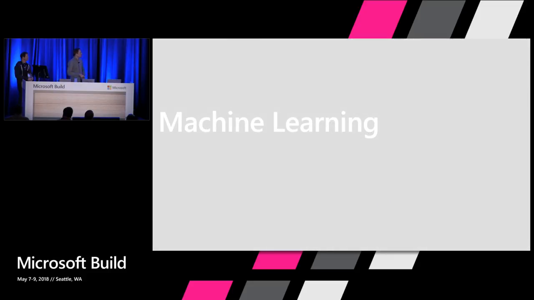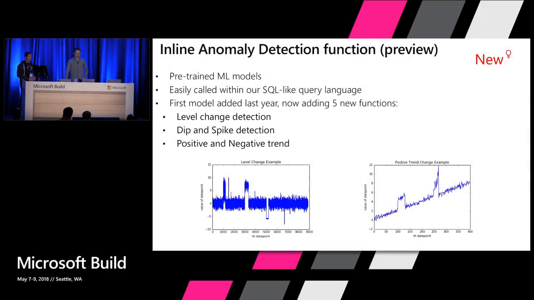So after, we have some integration with machine learning. We already had integration with Azure machine learning before. And now we have the anomaly detection functions. So last year, we had only one function. We are just adding 5 functions, private preview.